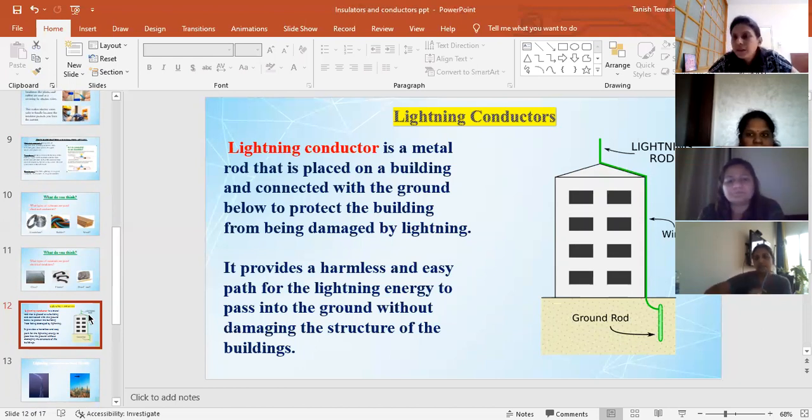Actually, ma'am, on every building there is one rod. When the lightning falls on it, it transfers that lightning to the ground. So it will not affect the building. Yes, very good, Aparna. Very good.